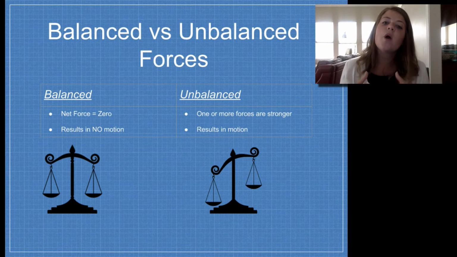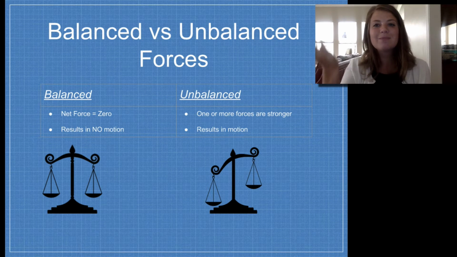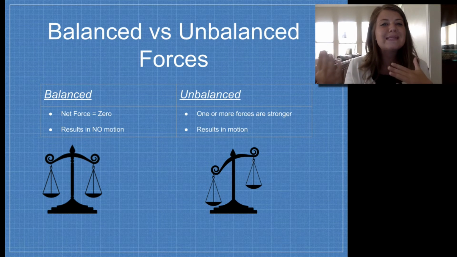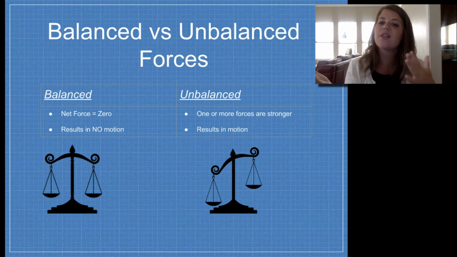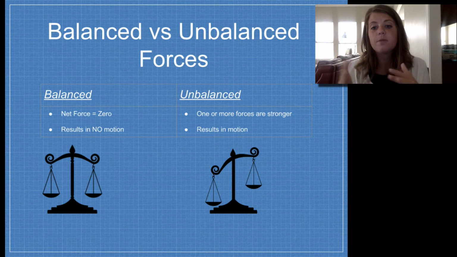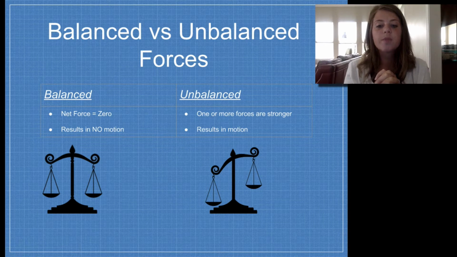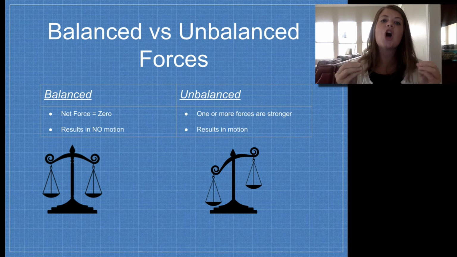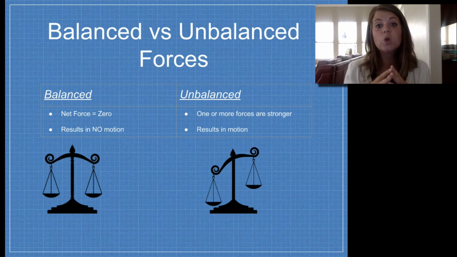However, if you are unbalanced, right, normally something's a little heavier than the other. So in an unbalanced force, if an object has unbalanced forces acting on it, one force is going to be stronger, one or more. It could be multiple forces that are stronger than another. Unbalanced forces always result in motion.